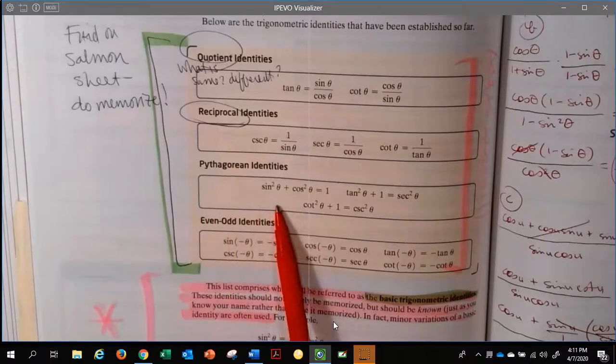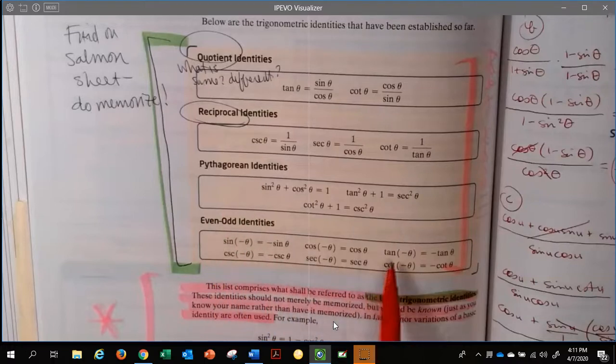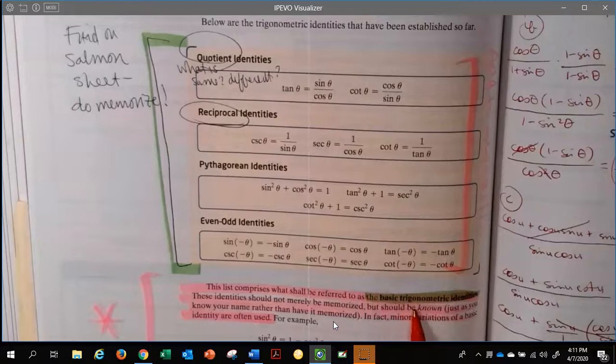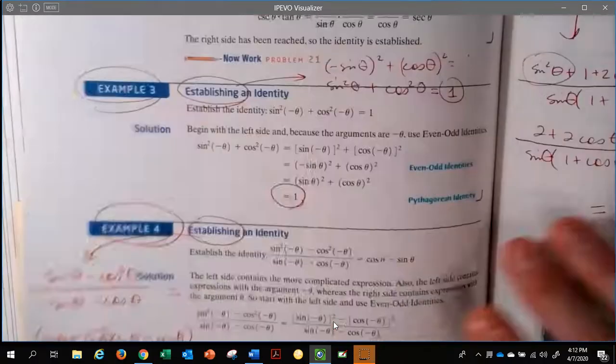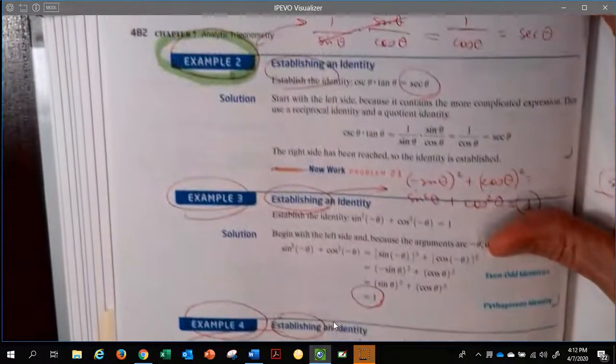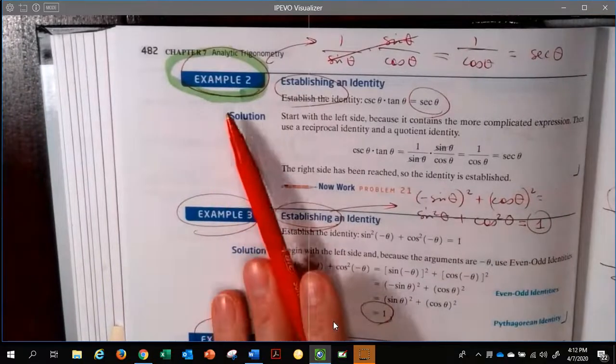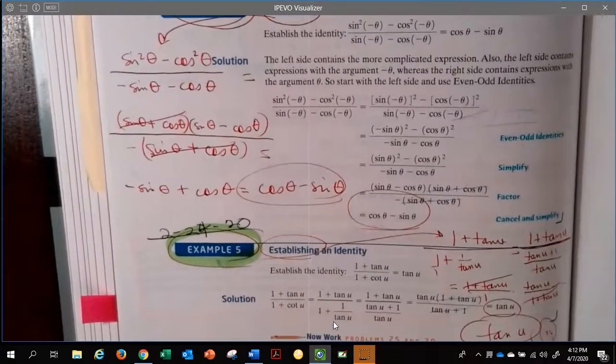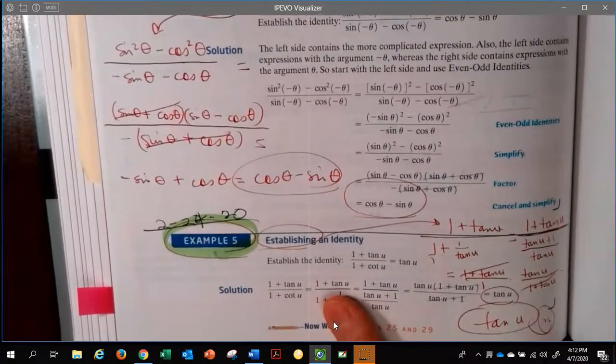The Pythagorean identities, those are crucial, and the even-odd identities. We've talked a lot about these in class. These are the basic trig identities. Those need to be in your brain. I'm now at the top of 482. Can you do example 2? At the bottom of 482, can you do example 5?